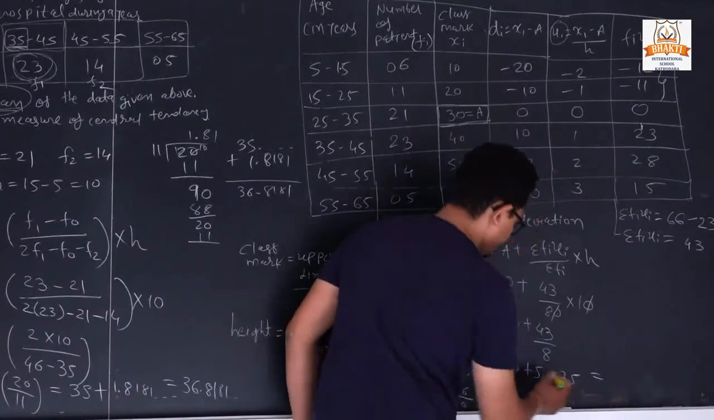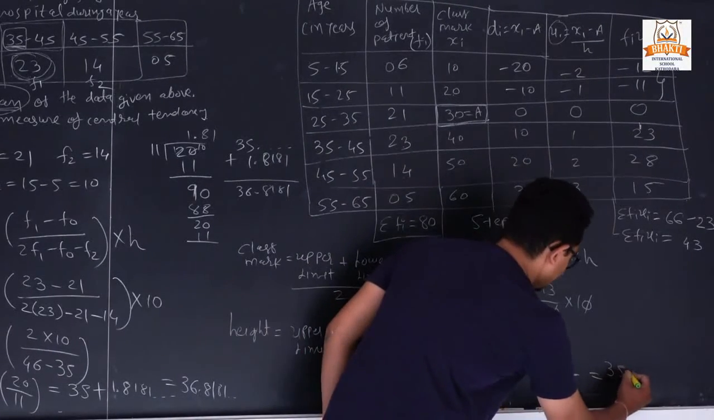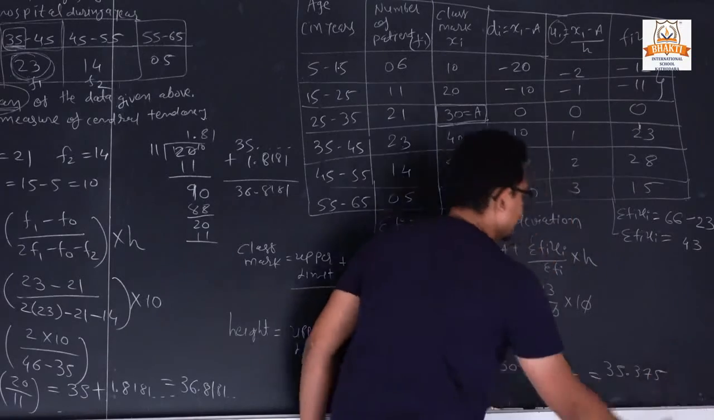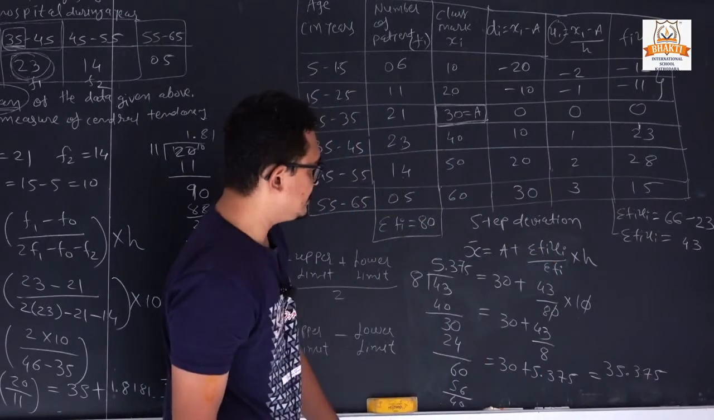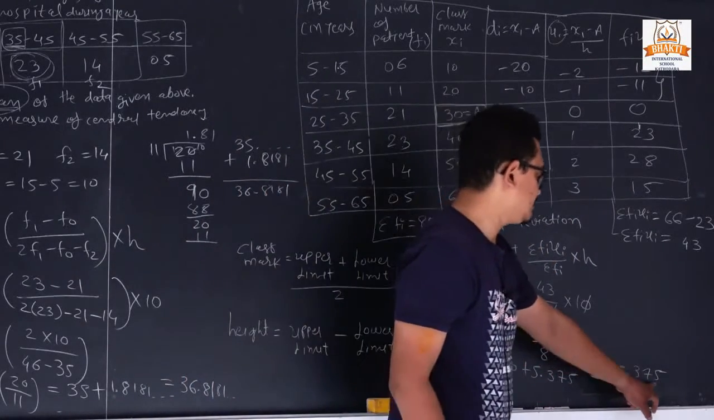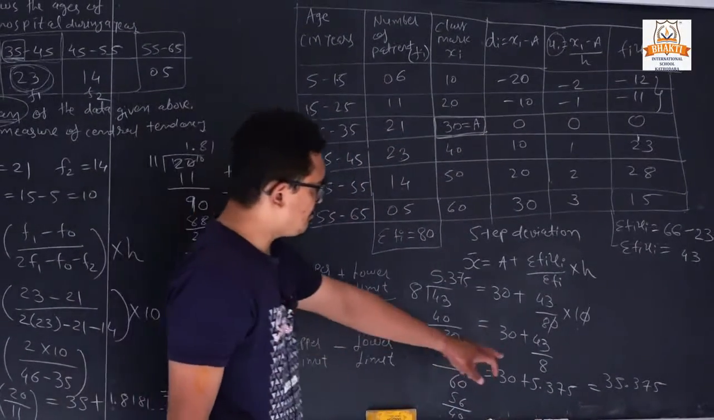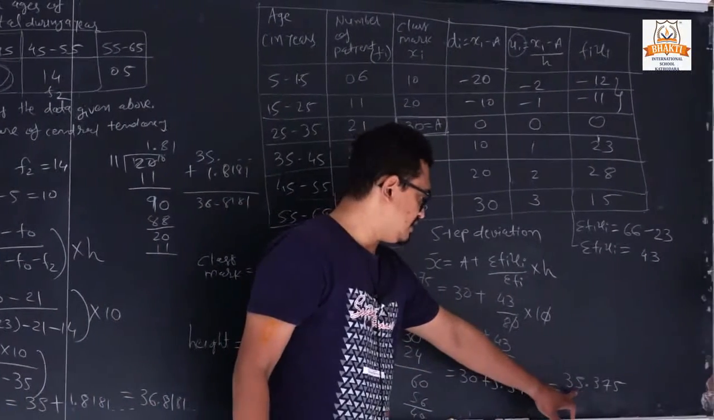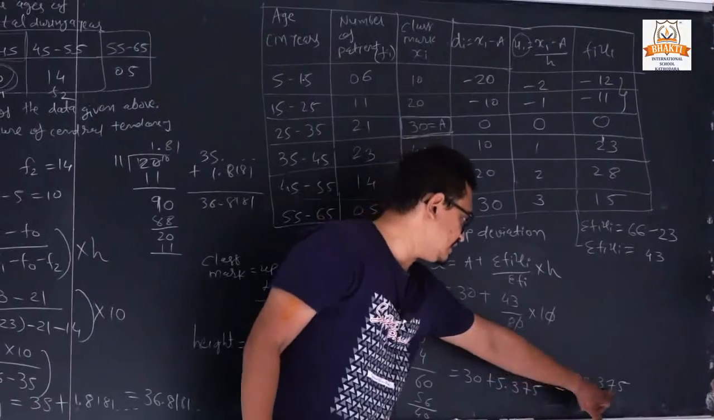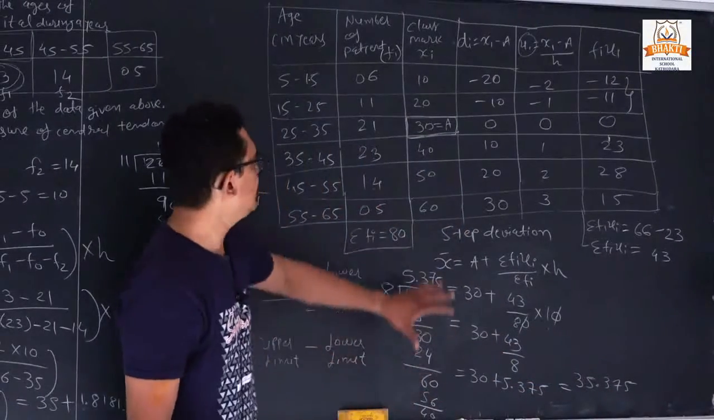0.375. So we can add this. So the answer is 35.375. So the mean is 35.375. What does it mean, which number? It is 35.375, so it is the value of the mean.